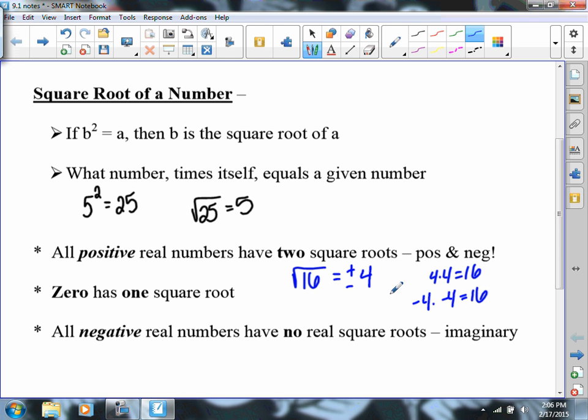And when you take the square root of 0, though, you just get 0. So it only has one square root. All other positive numbers are going to have 2 square roots.